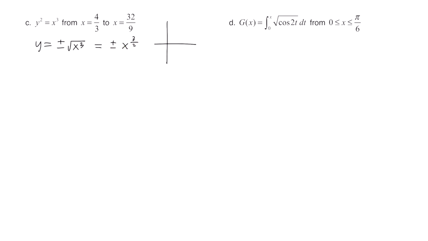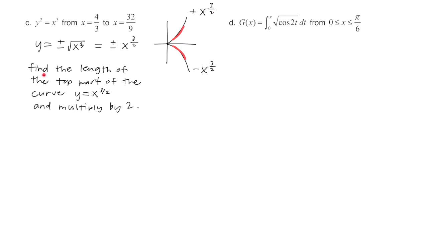So the positive x to the 3/2 looks like this, and negative x to the 3/2. And then when we're trying to find the length from 4/3, which is 1 1/3, to 32 over 9, for example, it would be from here to here and also from here to here. So what we're going to do is find just the length from here to here, and then multiply it by 2. So again, we're just going to find the length of the top part of the curve, which is y equals positive x to the 3/2, and multiply that by 2.